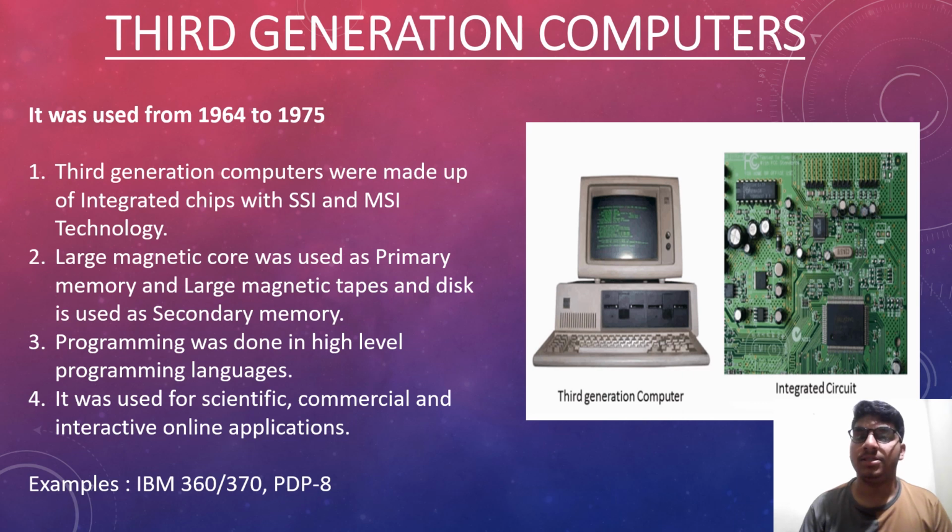The next topic is third generation computers. It was used from 1964 to 1975. Third generation computers were made up of integrated chips with SSI and MSI technology. Large magnetic core was used as primary memory and large magnetic tapes and disk were used as secondary memory, and the programming was done in high-level programming languages. It was used for scientific and commercial and interactive online applications. Examples are IBM 360 or 370 and PDP-8.